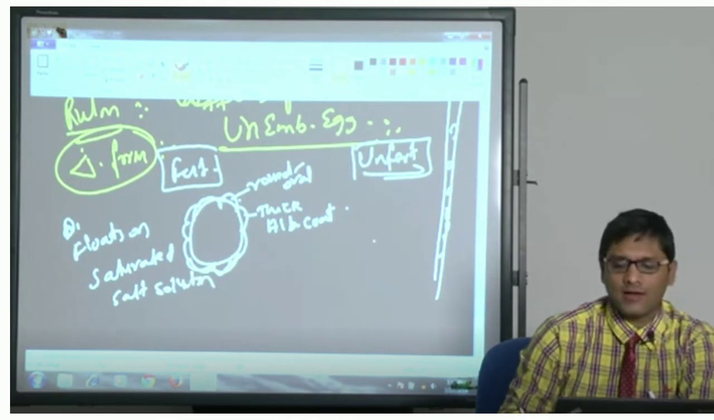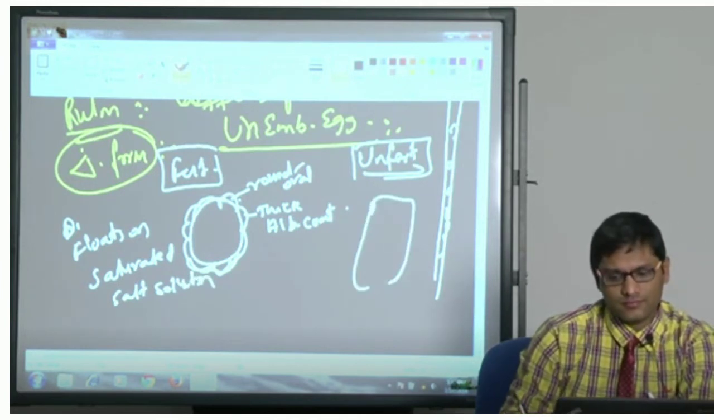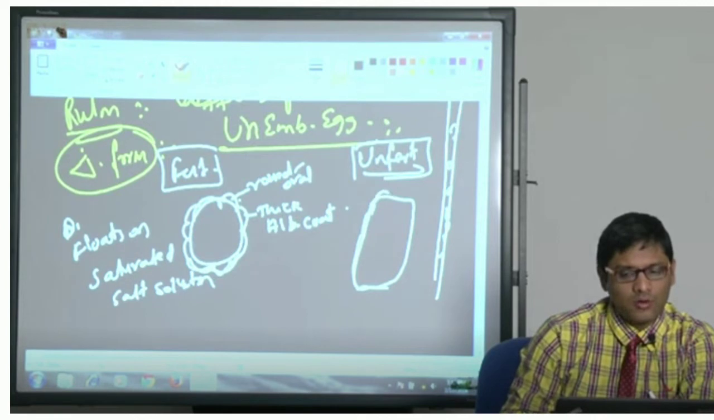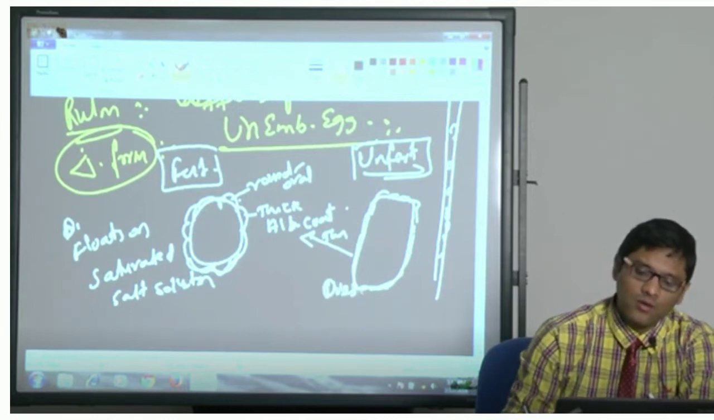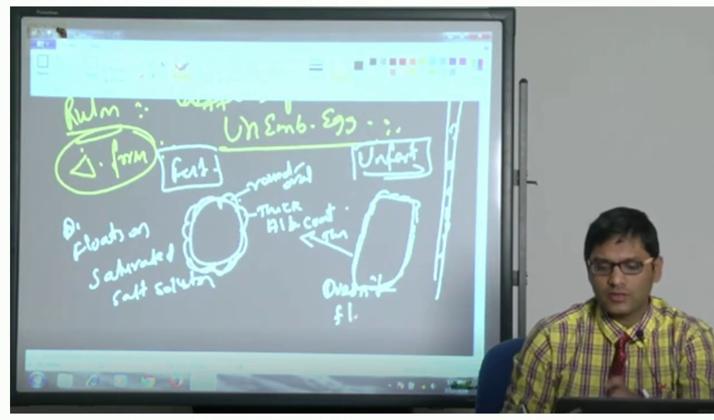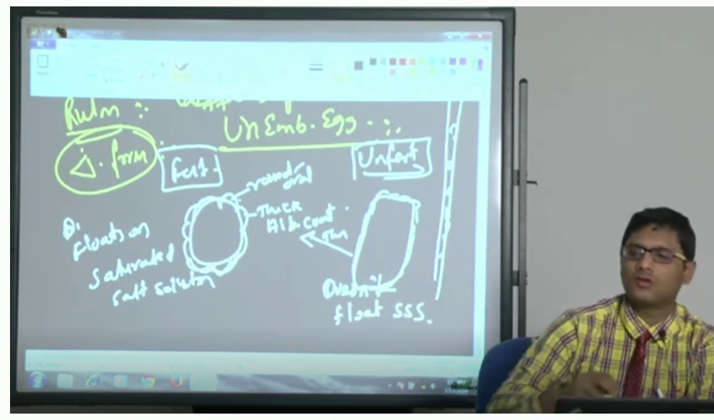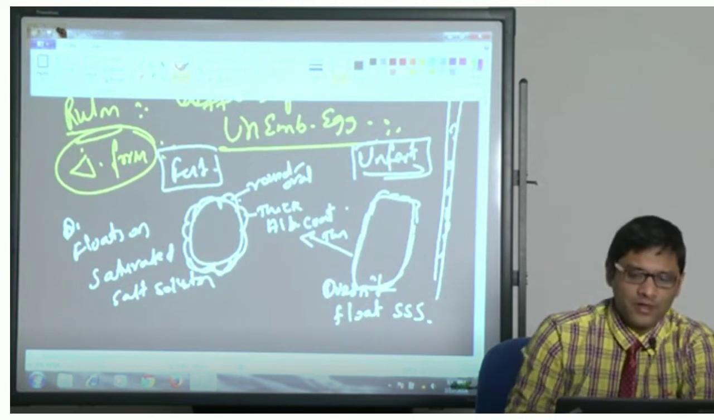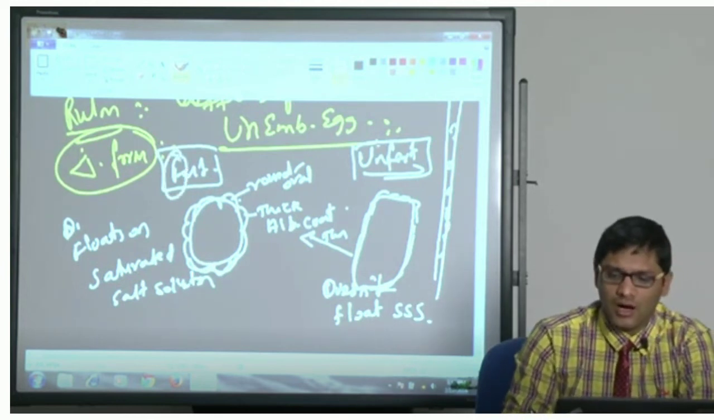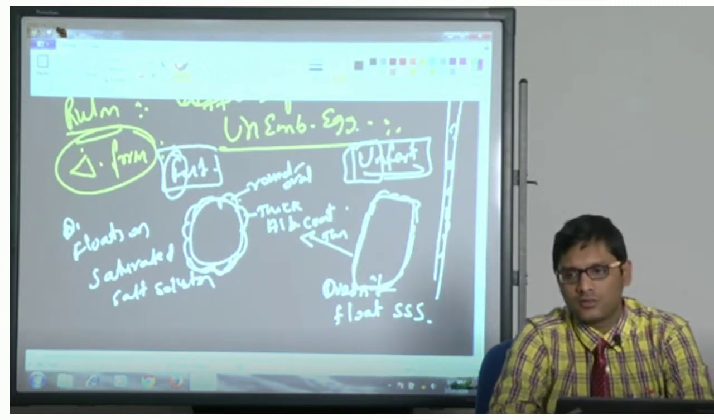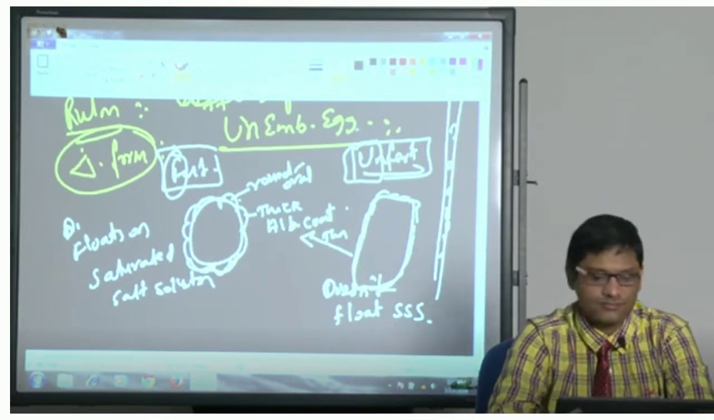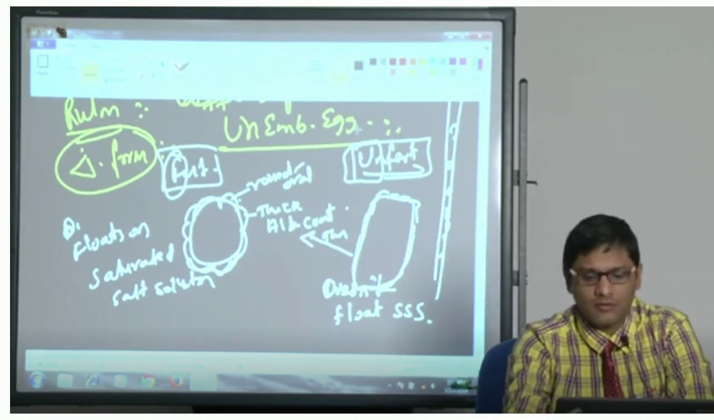The unfertilized egg is rectangular and elongated, and the albumin coat is very thin, and it does not float on saturated salt solution. F for F: fertilized egg floats, unfertilized egg does not float on saturated salt solution. Okay, so this is all about Ascaris.